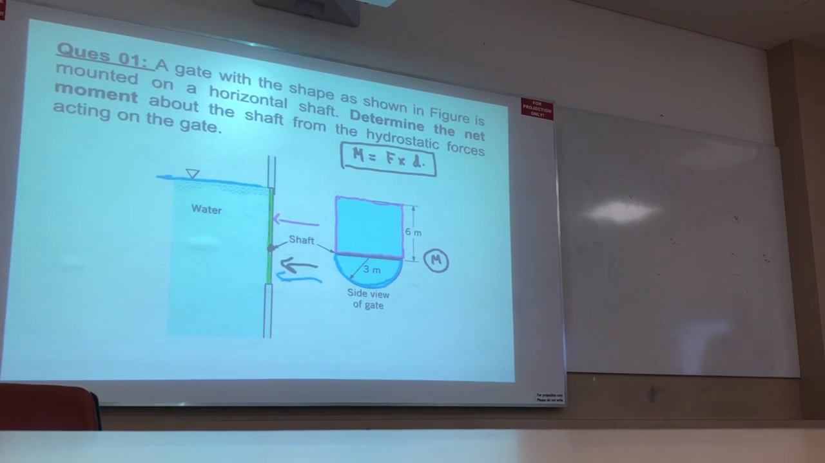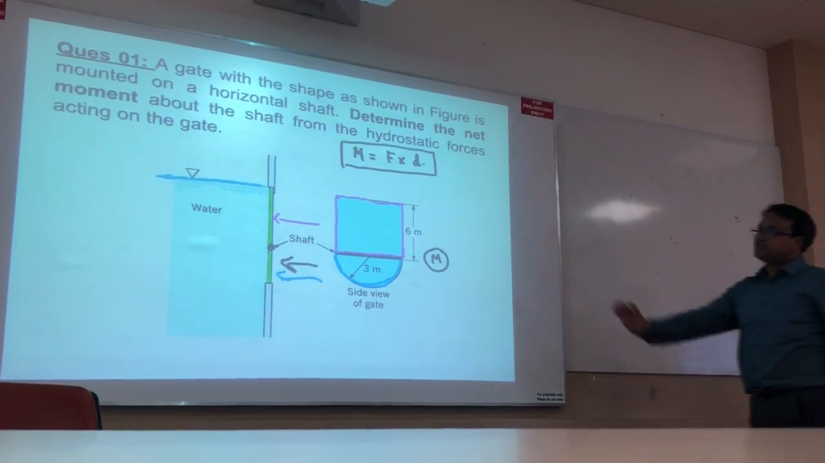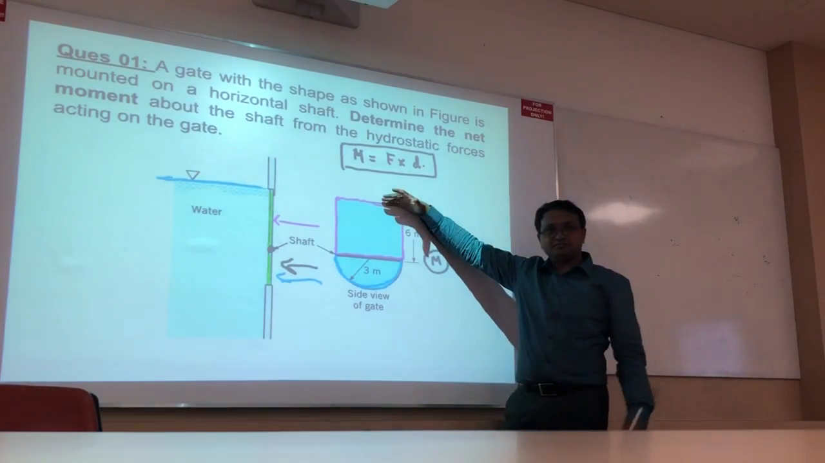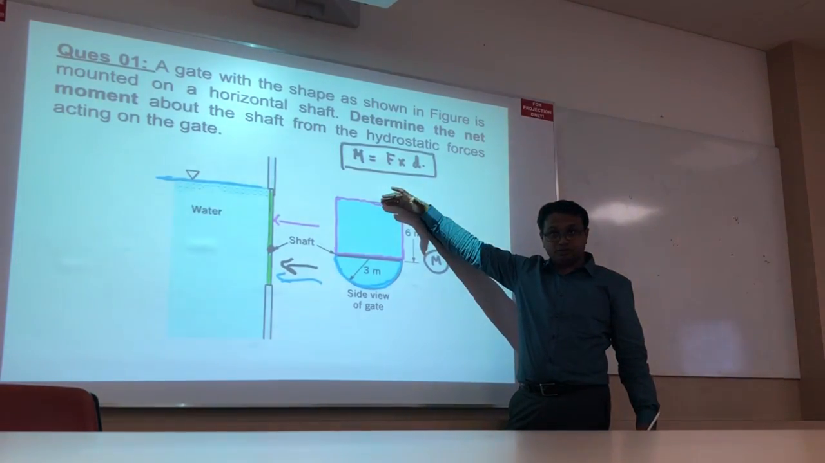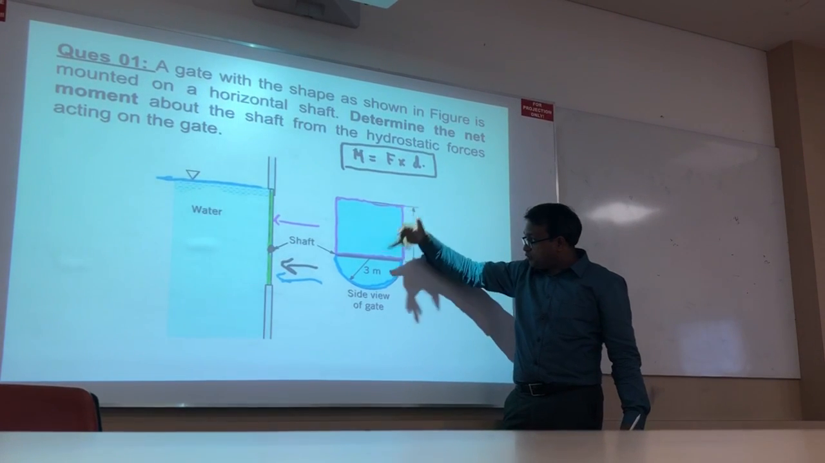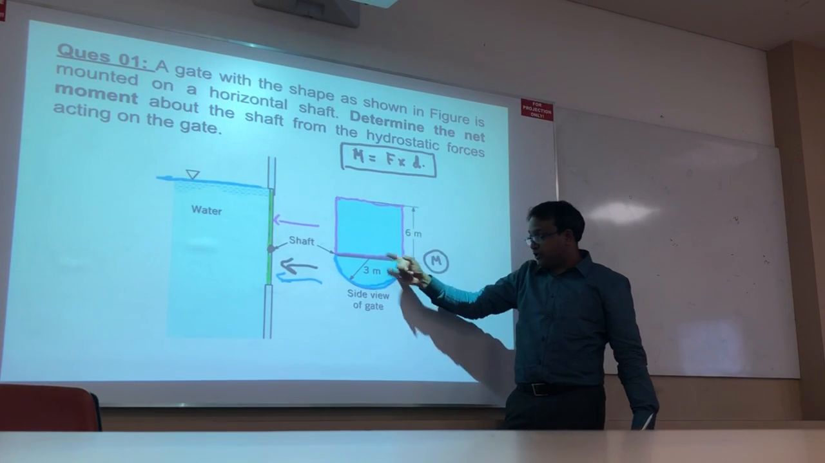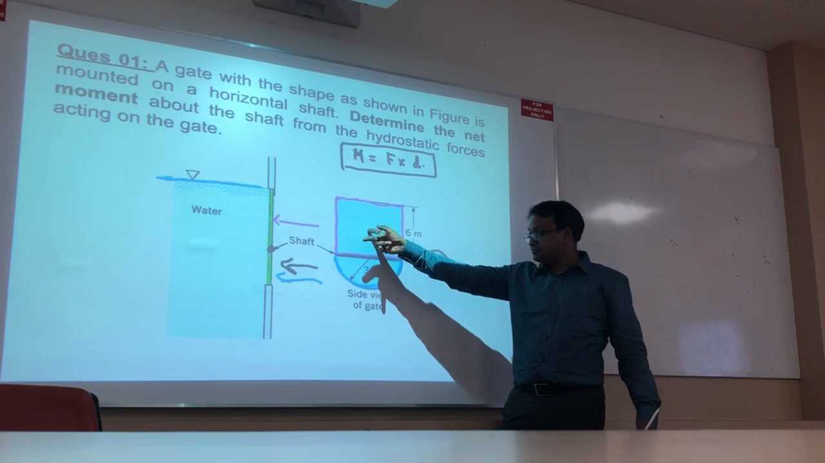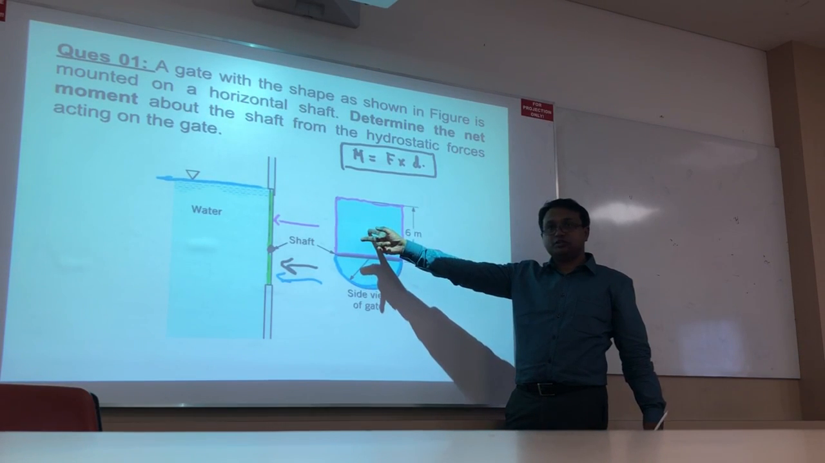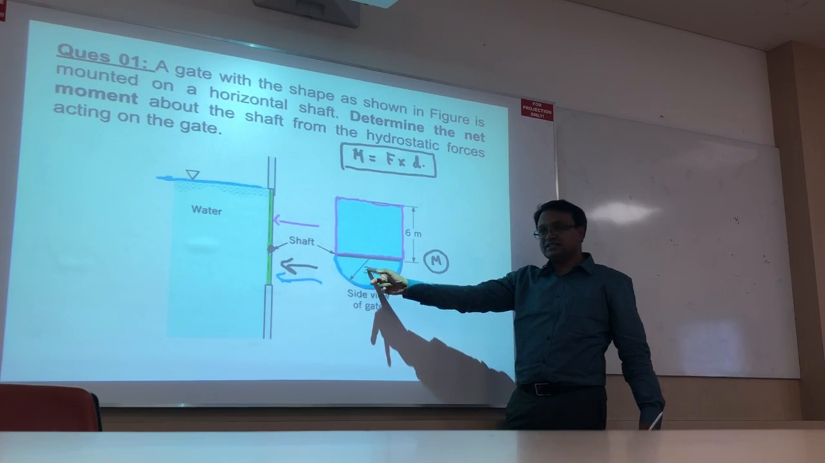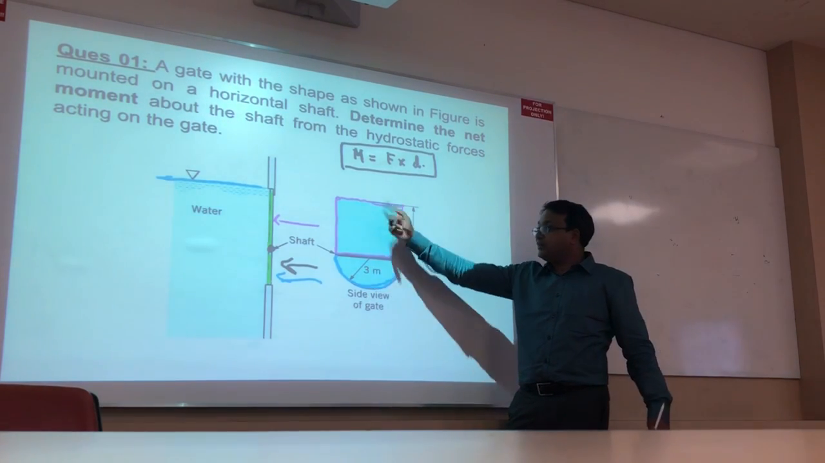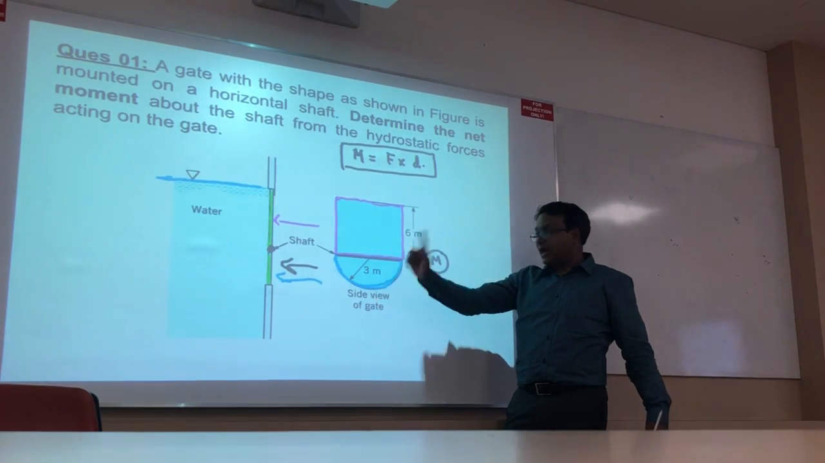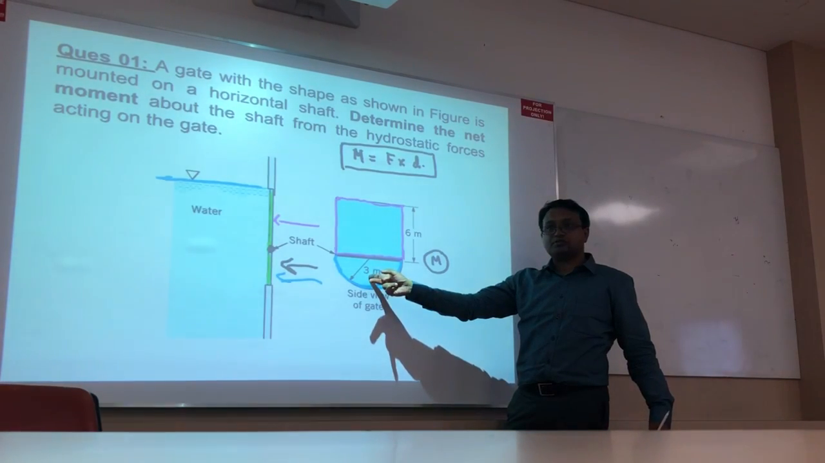So my question is now, this is the water surface, right? No problem. From here to here is a rectangular shape, and from here to here is a semicircular shape. So I can find its CG, no problem. I can also find its center of pressure, no problem.